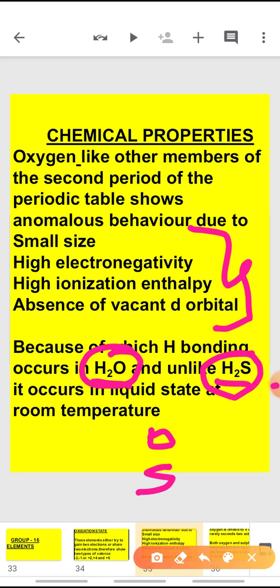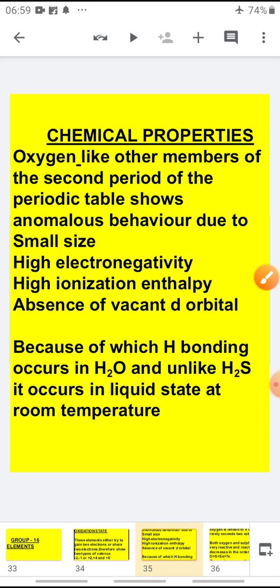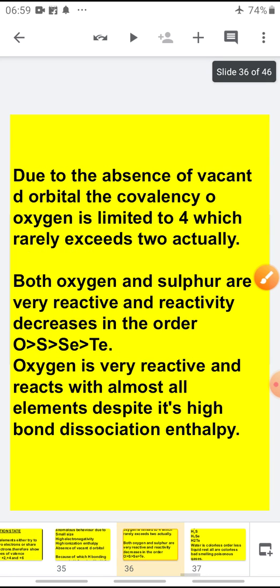So this is one of the consequences of the anomalous behavior of oxygen. Another, due to the absence of vacant d orbital, the covalency of oxygen is limited to 4, which rarely exceeds 2 actually. That means oxygen cannot form more than 4 bonds, whereas the other elements can form 6 bonds also. But oxygen generally does not form even 4, it forms 2 bonds only.